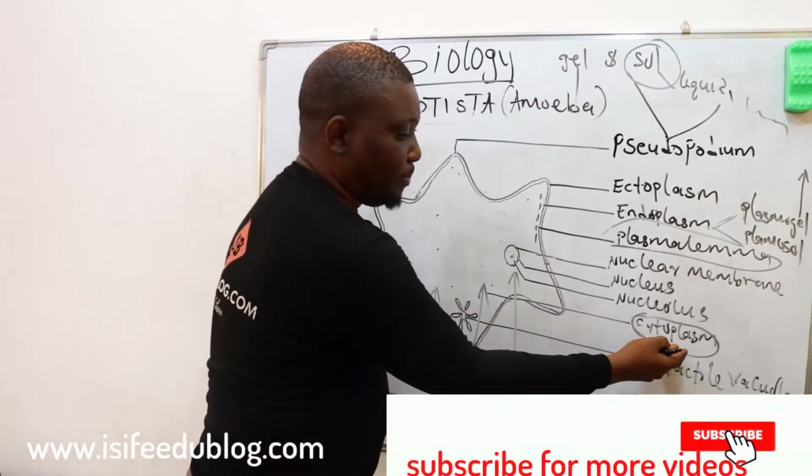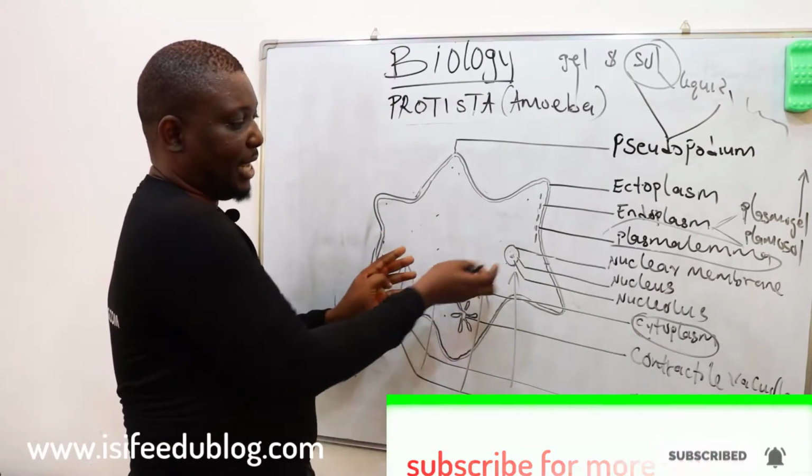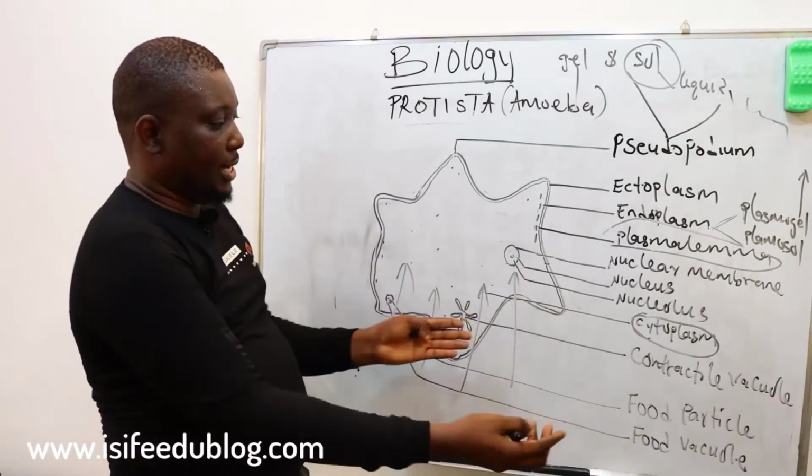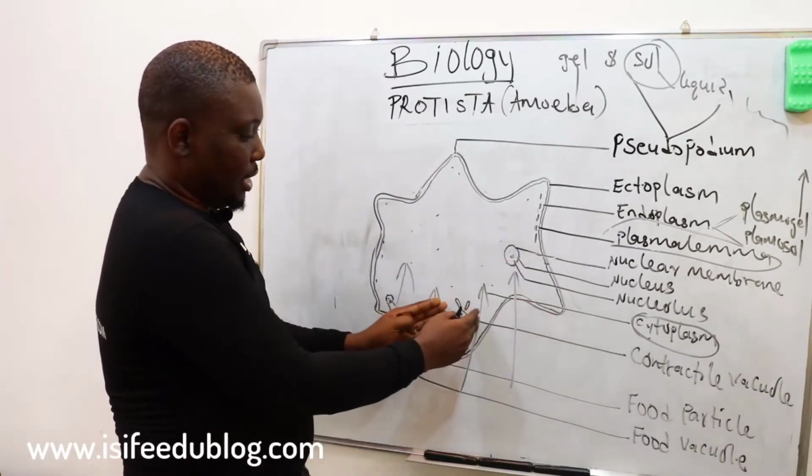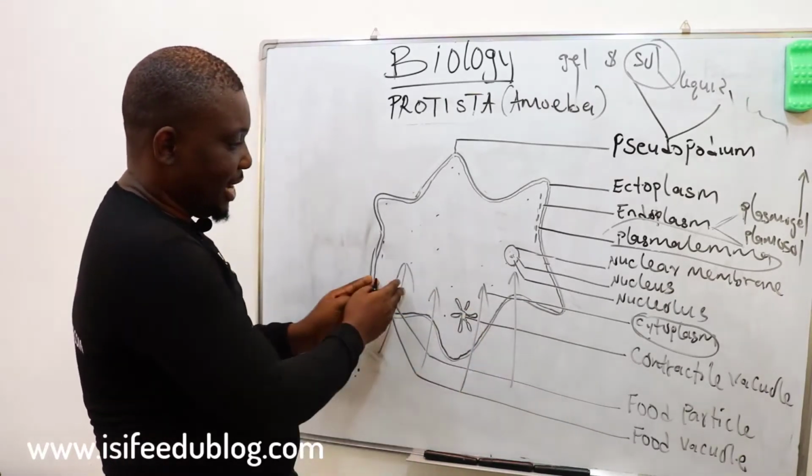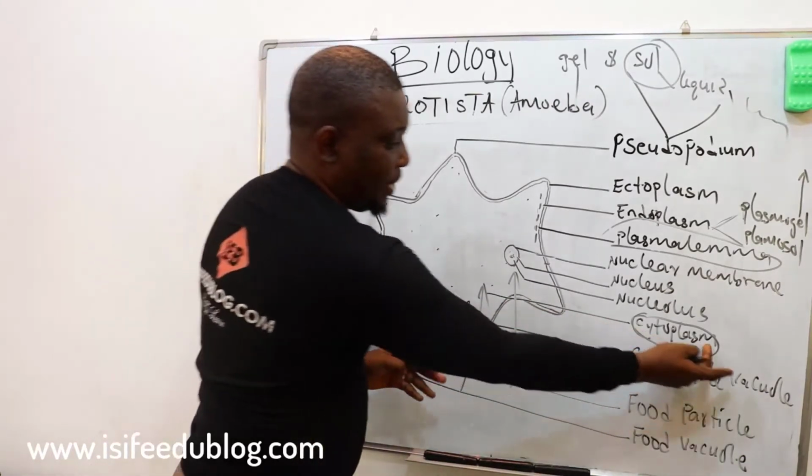Of course, I mentioned cytoplasm. This is a semi-liquid substance that suspends cell organelles like the nucleus, contractile vacuole, and the food vacuole. That is the function of the cytoplasm.